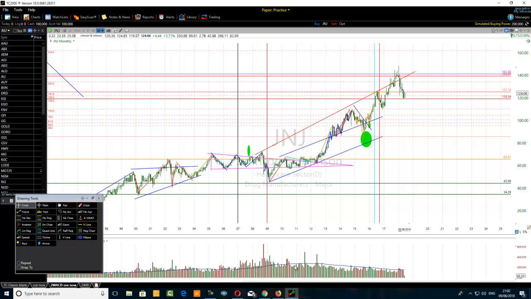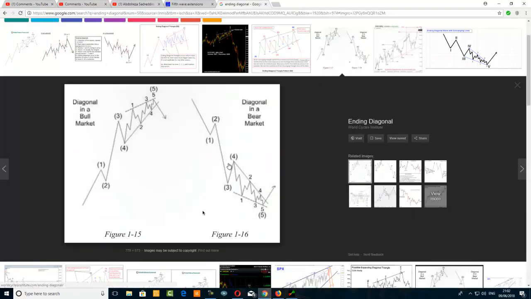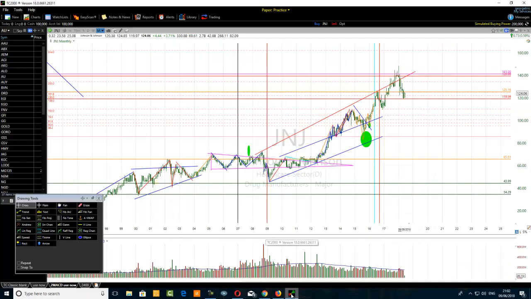The ABCDE is a corrective wave, the ending diagonal is an impulse wave that is formed in the fifth wave. And yes, if you are dealing with an ending diagonal, the triangle in a downtrend will be pointing down. And if you are dealing with an ending diagonal in an uptrend, the triangle will be pointing up. But this is not the case for the ABCDE corrective wave.